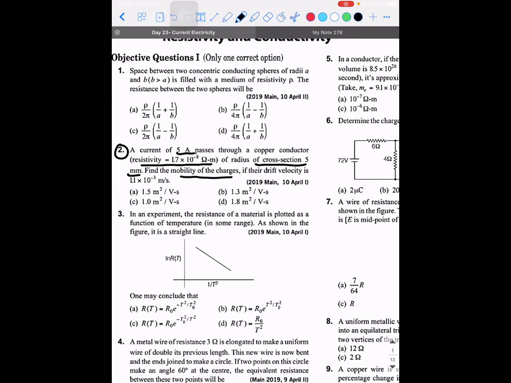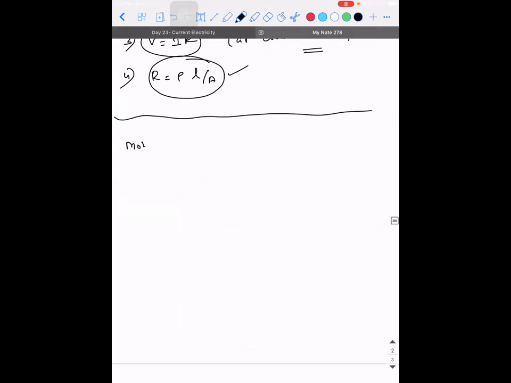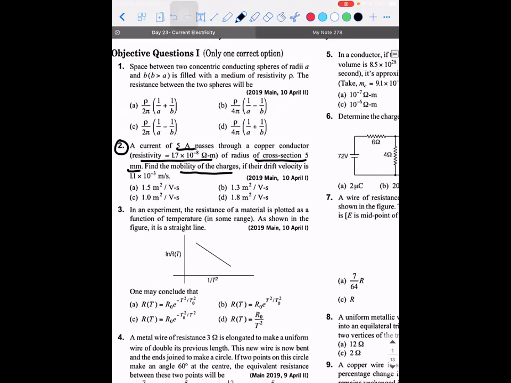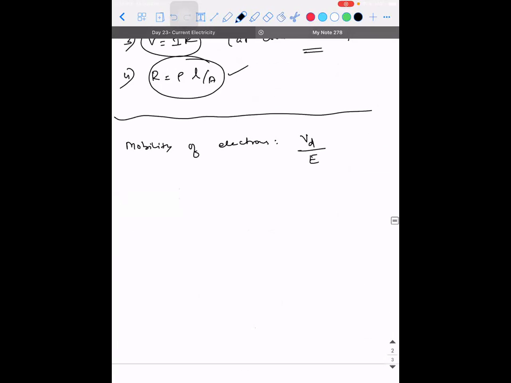How do you define mobility? What do we mean by mobility of electrons? Very good. Mobility of electrons is nothing but drift velocity divided by the electric field that is existing. So what are all the parameters they have given in the question? The drift velocity is given. Current is given, resistivity is given, radius is given, which means indirectly area of cross section is also given. Since drift velocity is given, what is our work? We need to find only the electric field. So how do we find the electric field?